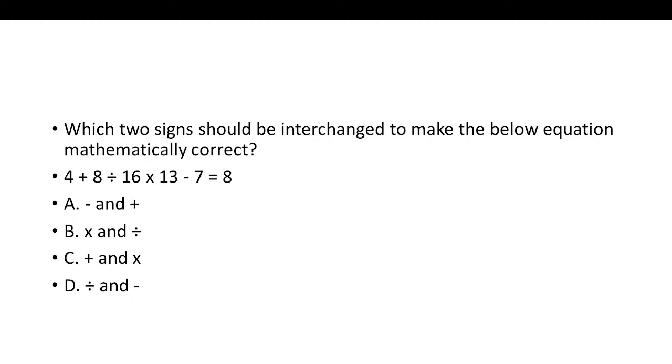Can you answer this question? Which two signs should be interchanged to make the below equation mathematically correct? In the first option, the signs are minus and plus. If you interchange minus and plus, 4 minus 8 division 16 into 13, with minus interchanged as plus 7, is equal to 8. So first check whether it is giving the correct answer or not. First you have to operate division as per the BODMAS rule.